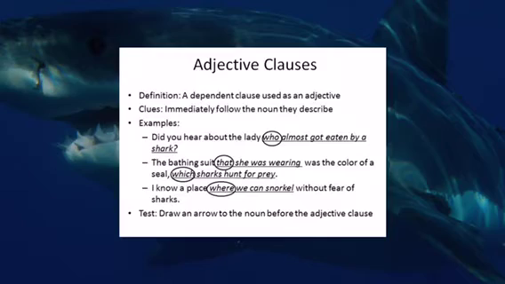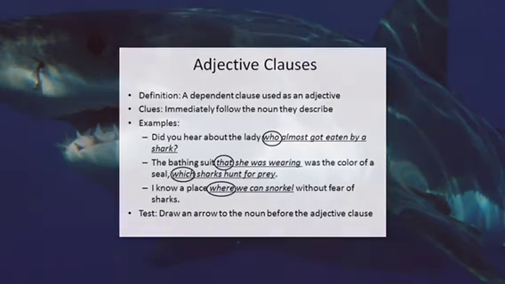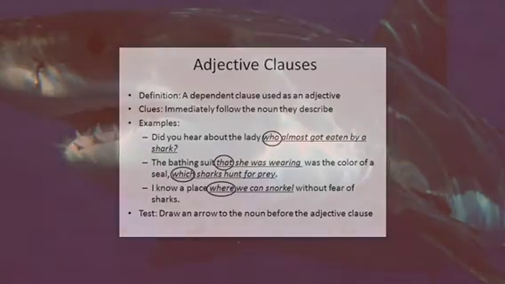Draw an arrow back to the noun right before it, place. Does this clause tell us more about the place? Why, yes. Yes, it does.